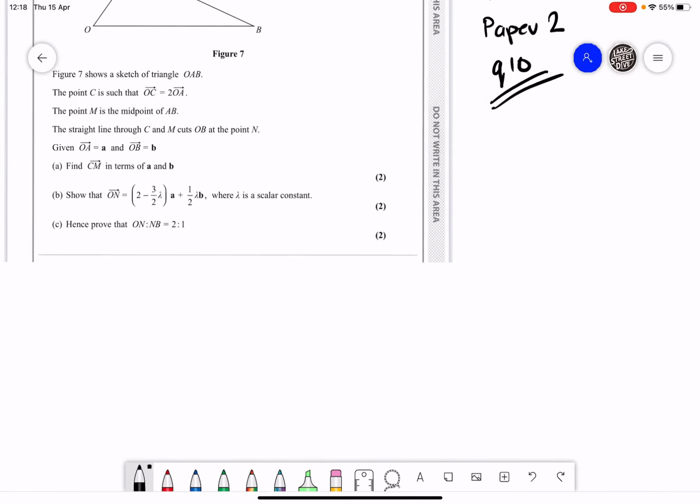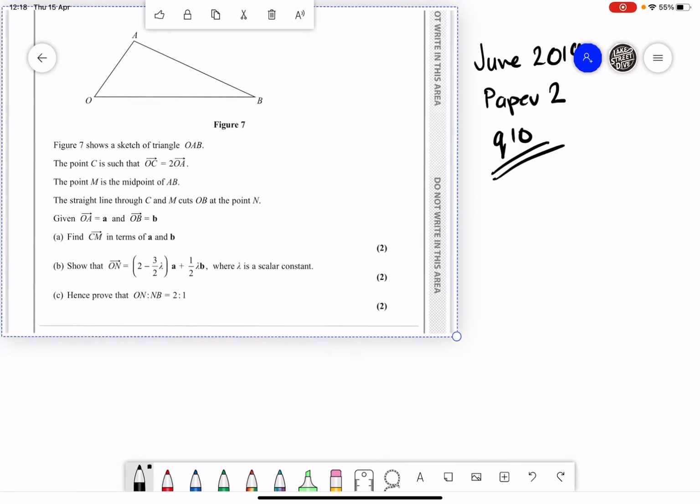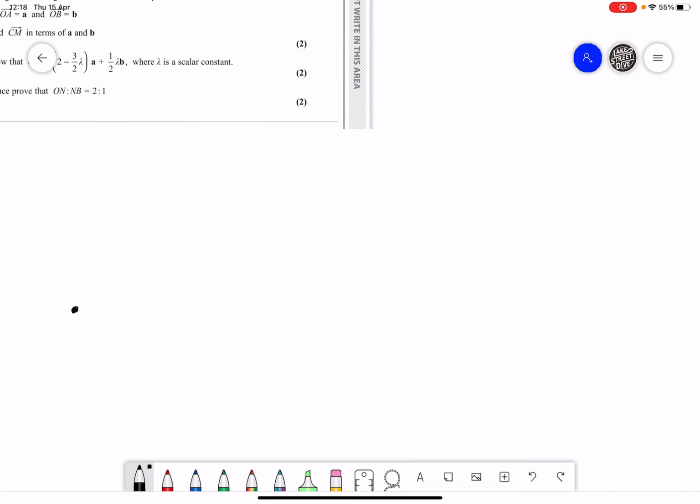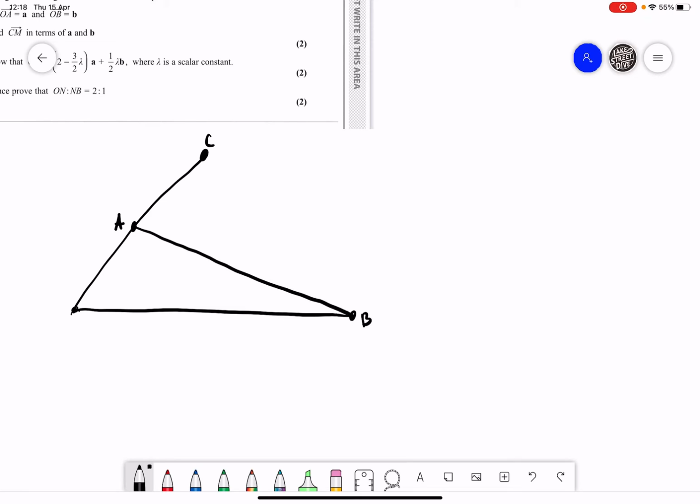So, redrawing the diagram as follows. Here's O, and there's C. A is halfway along it. Draw the line out to B, and we've got the line AB. This is O. Additionally, we have the line OC, which cuts through the midpoint, M, there, and continues on to N. We know the vector OB is equal to B, and OA is equal to A. So let's continue in red doing part A.